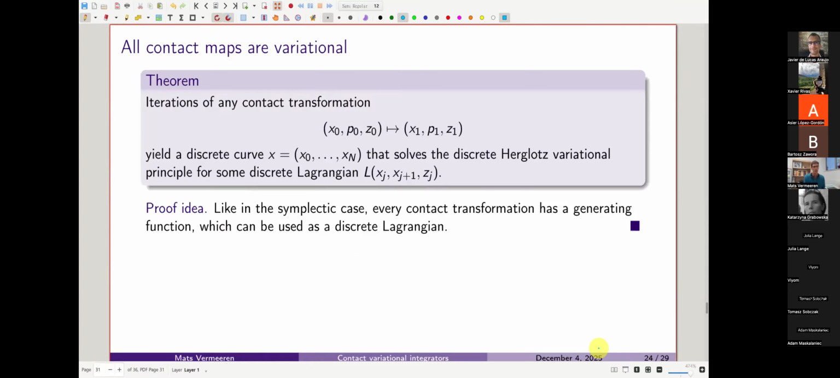And you can also turn this around. Every contact map has a Lagrangian in the Herglotz sense, which is again perfectly analogous to the symplectic case, both in terms of the statements and how you prove it, because like in the symplectic case, there is a notion for contact transformation of a generating function, and that generating function is exactly what our discrete Lagrangian is. So every contact transformation has a generating function, and this generating function fits perfectly as the Lagrangian in the Herglotz principle.